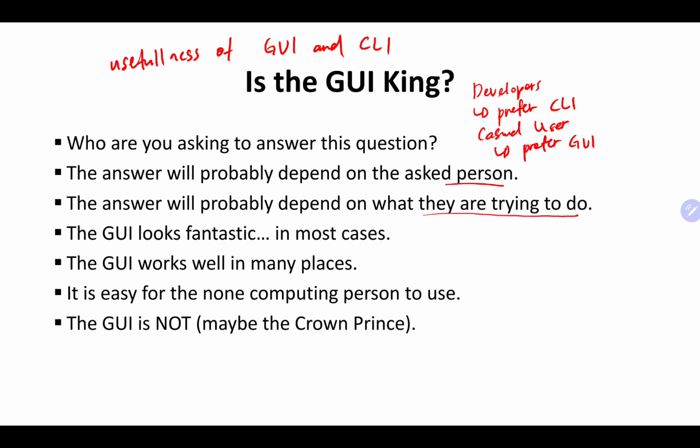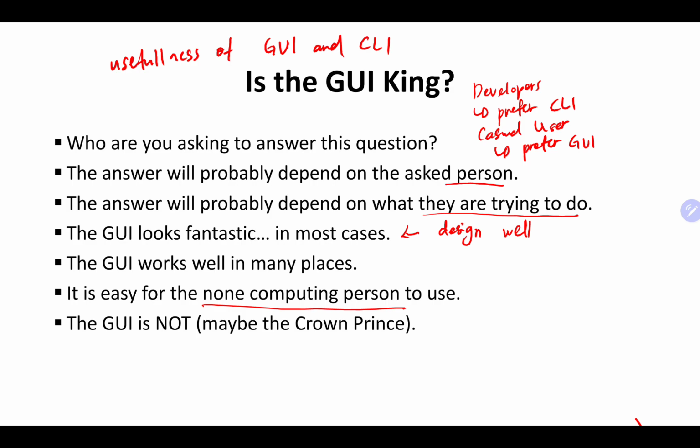Here is a statement where the GUI looks fantastic in most cases because of the design itself, because it is very well designed. And GUI also works well in many places, and it is easy for non-computing persons to use. So let's say the person does not involve with the computer. So let's say we use developers. They want to develop programs, right? So obviously they need to use code. They need to create programs using coding.